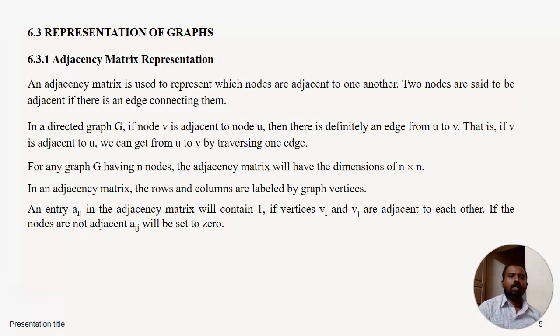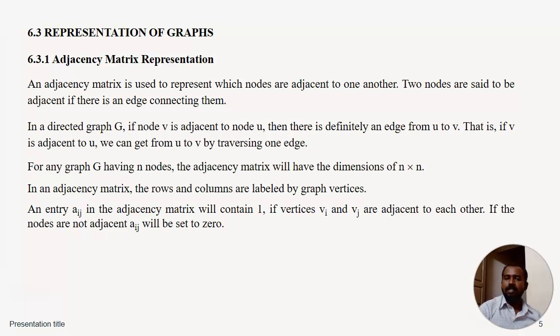What is meant by representation of a graph? We see the examples of adjacency matrix representation. What is meant by adjacency matrix? An adjacency matrix is used to represent which nodes are adjacent to one another. Two nodes are said to be adjacent if there is an edge connecting them. In a directed graph G, if node V is adjacent to node U, then there is definitely an edge from U to V. That is, if V is adjacent to U, we can get from U to V by traversing one edge. For any graph G having n nodes, the adjacency matrix will have the dimension of n times n.